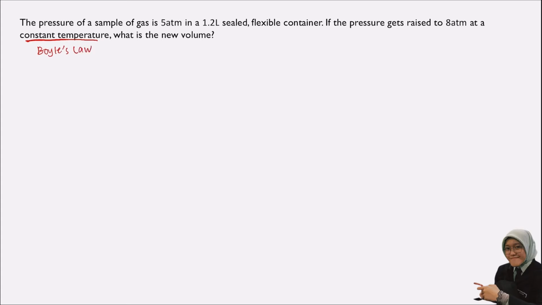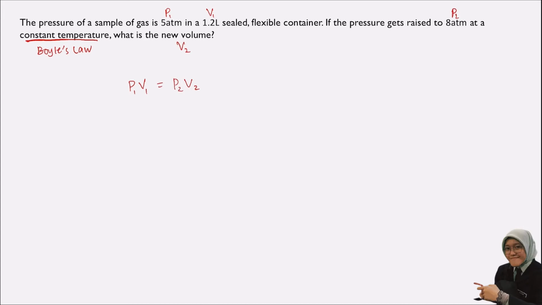Okay, so we need to find the V2. Given that V1, the V initial here, is 1.2 liter. This is pressure initial, and this is pressure final. From Boyle's law, we can write the equation like this: P initial times V initial equals P final times V final. Since P can be in atmospheres and V can be in liters, we don't have to convert any units. Instead, we just rearrange the equation to solve for V final and plug in all the numbers.